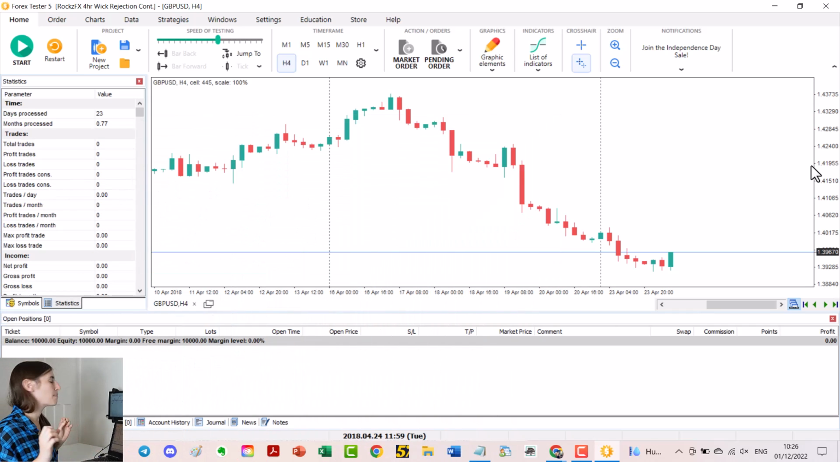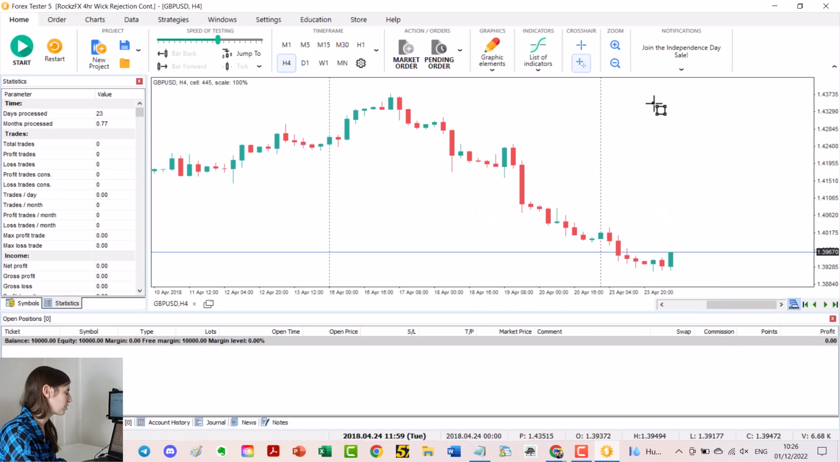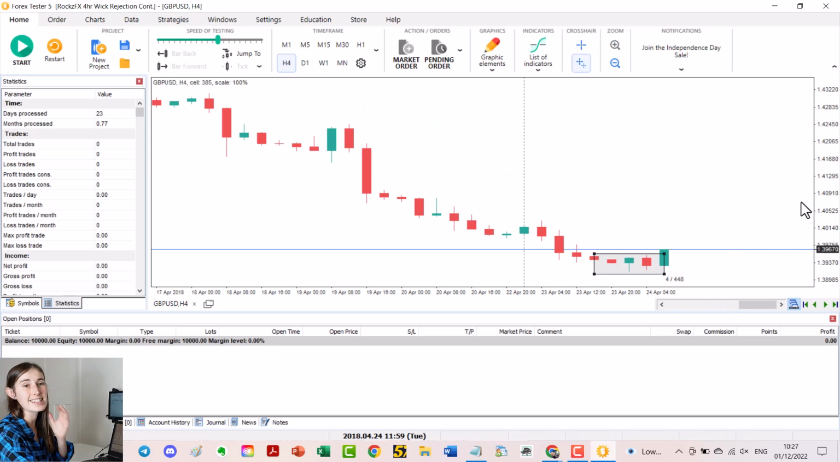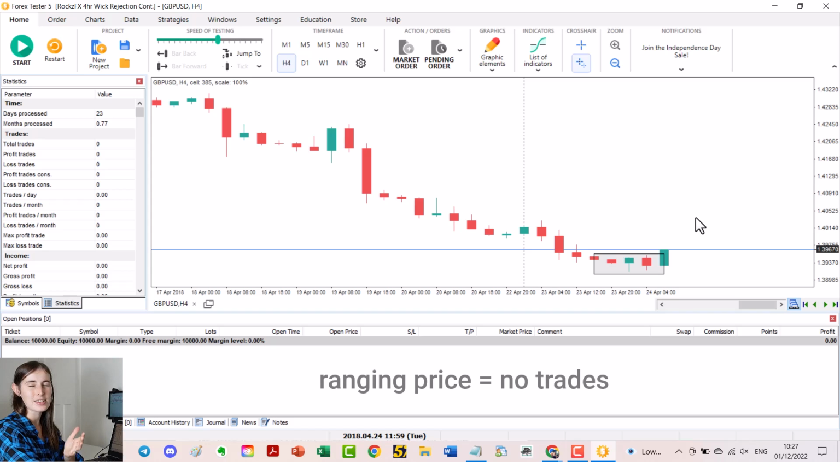So here we are on pound USD, and I'm on the 4-hour time frame here in Forextester 5. Now I've actually found one of these ready for us to go through to be able to understand the strategy a little bit better. So I'm going to just choose my rectangle shape tool, and what we can see here is price has been coming down in a downtrend, making lower lows and lower highs. It's sort of fading out a little bit here, and then we've started to range, which basically means that price has been trading sideways. When price is trading sideways and there's no clear direction, there are no trades to be had, and we are simply sitting on the sidelines waiting for a potential trading opportunity.